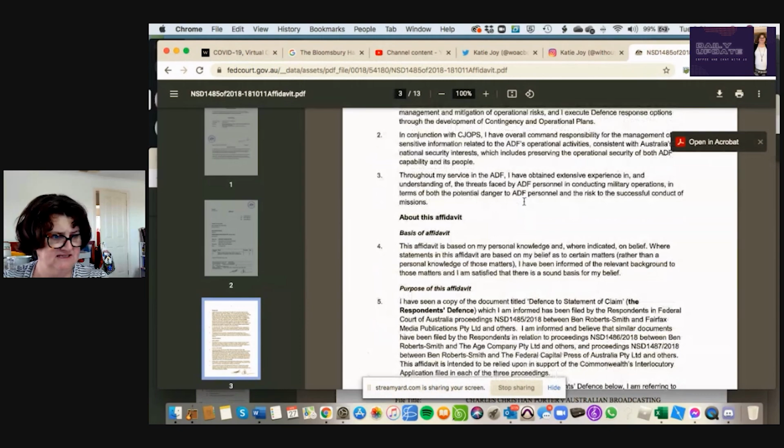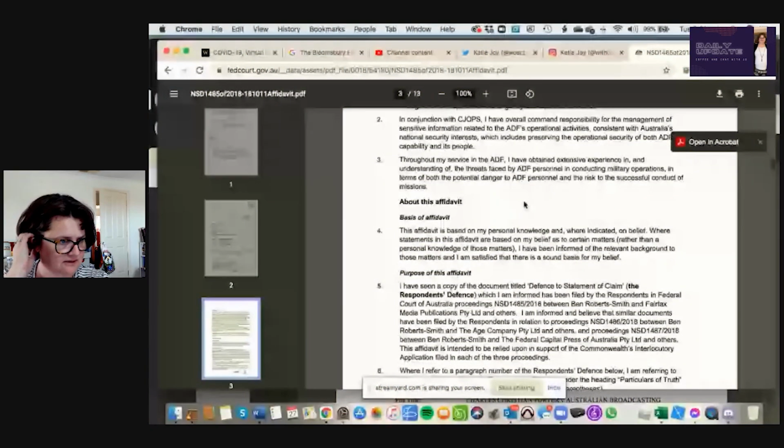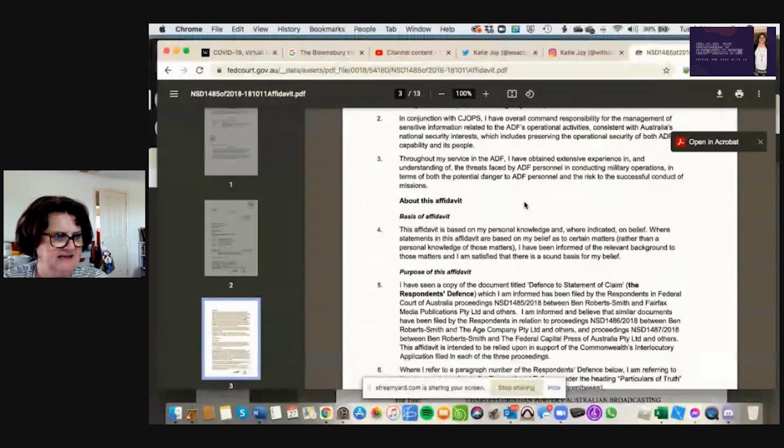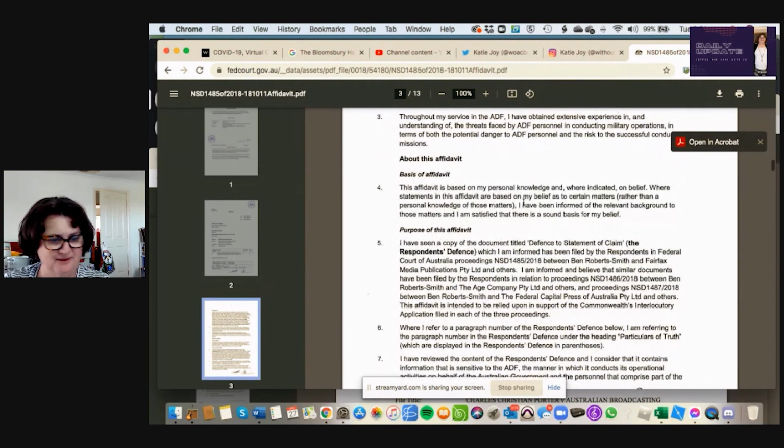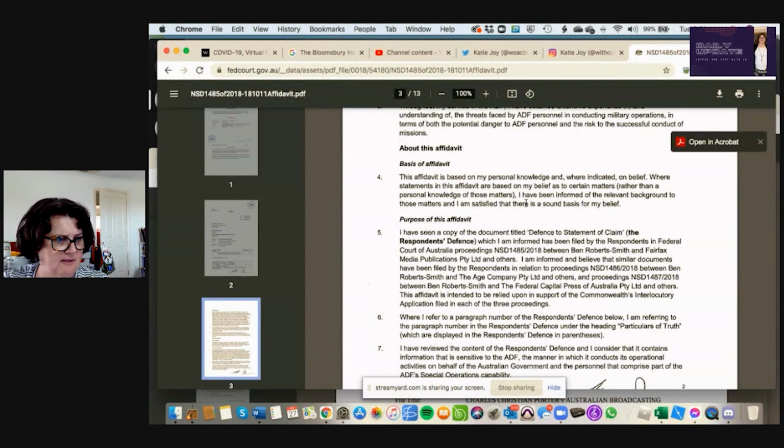Throughout my service in the ADF, I have obtained extensive experience in and understanding of the threats faced by ADF personnel in conducting military operations, in terms of both the potential danger to the ADF personnel and the risk to the successful conduct of missions. This affidavit is based on my personal knowledge and where indicated on belief, where statements in this affidavit are based on my belief as to certain matters rather than the personal knowledge of these matters. I have been informed of the relevant background to these matters, and I am satisfied there is sound basis for my belief.